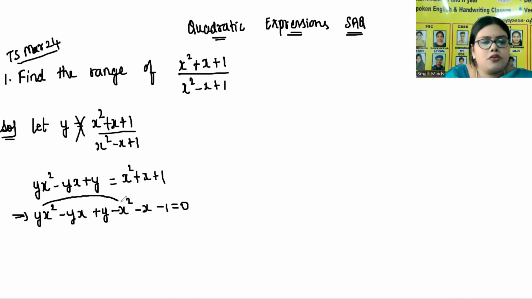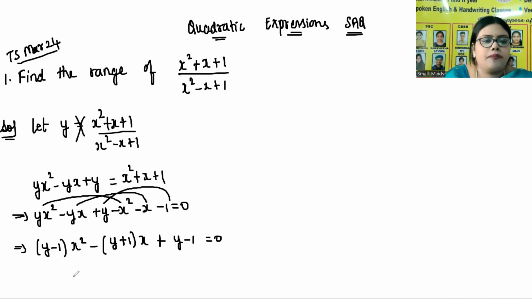Now from these two terms we will take x square common. So we will get y minus 1 into x square. Now from these two terms we will take minus common, also we will take x common. And these two terms we will write as it is, y minus 1 equals 0. Now it is in the form ax square plus bx plus c.